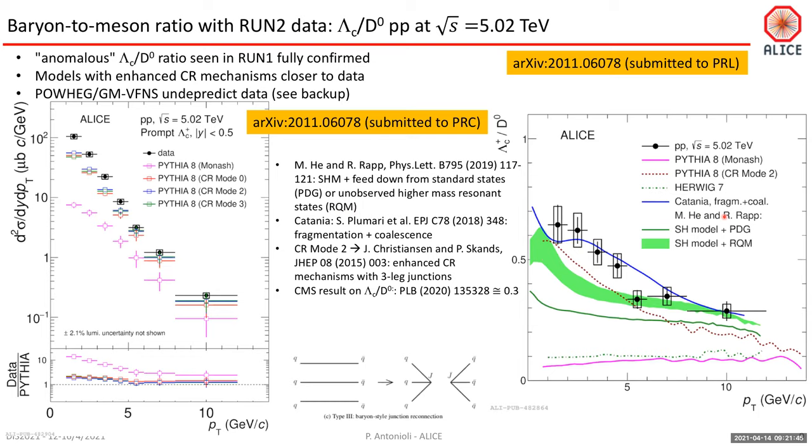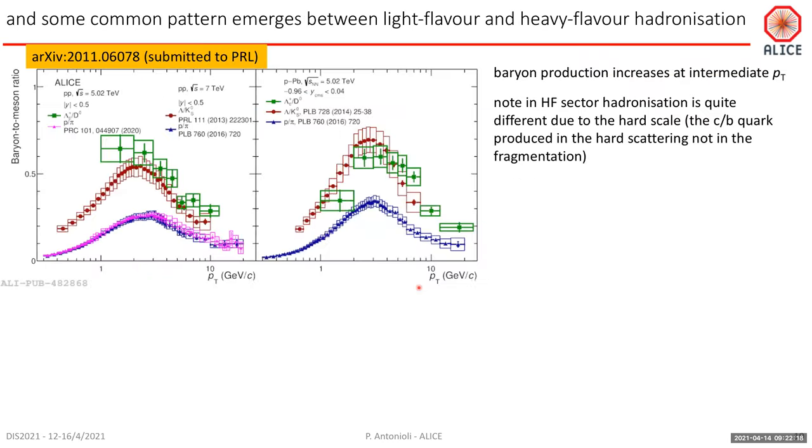Coalescence is a mechanism normally invoked more for heavy ion collisions. And there are several tunes of PYTHIA proposed by Christiansen and Skands that basically introduce some enhanced color reconnection mechanism, in particular with three-leg junctions, that are able to increase the production of baryons. And then in the meantime, we also had another result from CMS that confirmed a value larger than what was measured in previous collision systems.